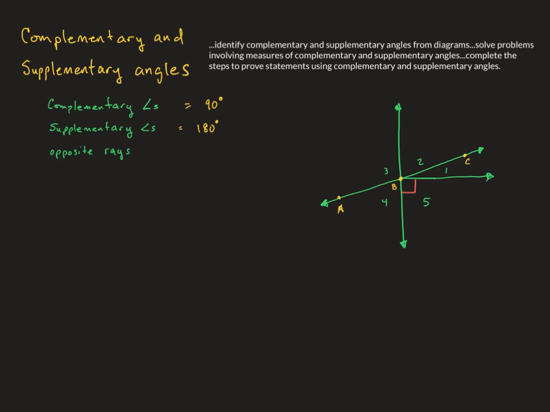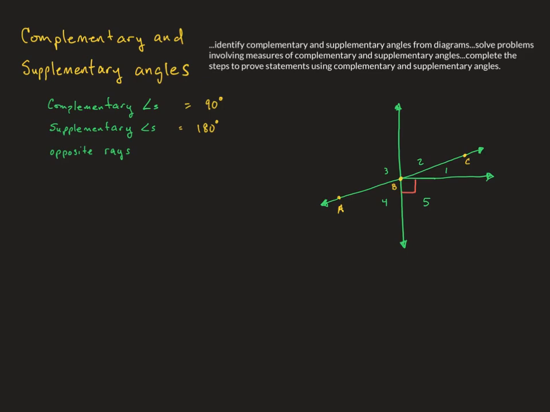If you forget, I like to think in alphabetical order, like a lot of things are in alphabetical order, X, Y, domain and range, those kinds of things. And here, complementary is going to be 90, and then supplementary will be 180.